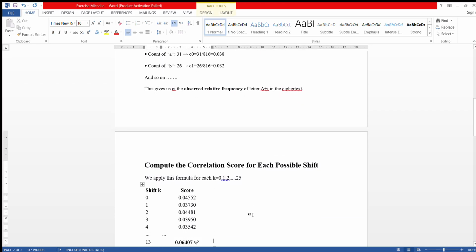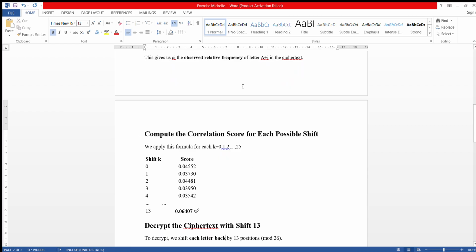After that you will have to compute the correlation scores, as I told you. For a shift value of 0, the score becomes like this. For 1 you will get a score, for 2, 3, and so on up to 25. In all these scores, you will get a shift k equal to 13 which has the highest score value, that is 0.06407.